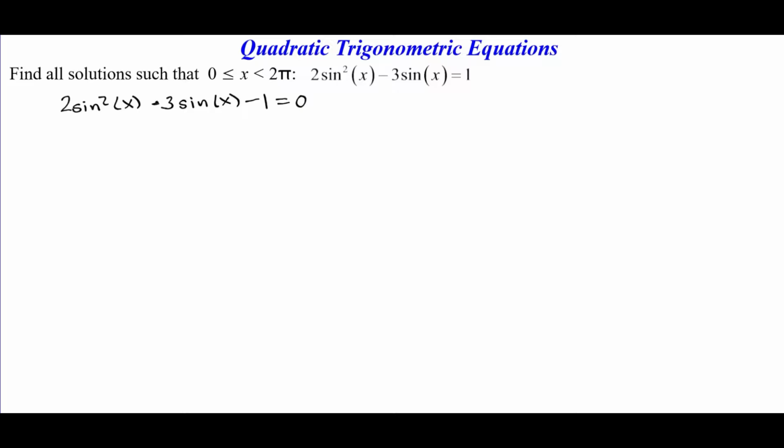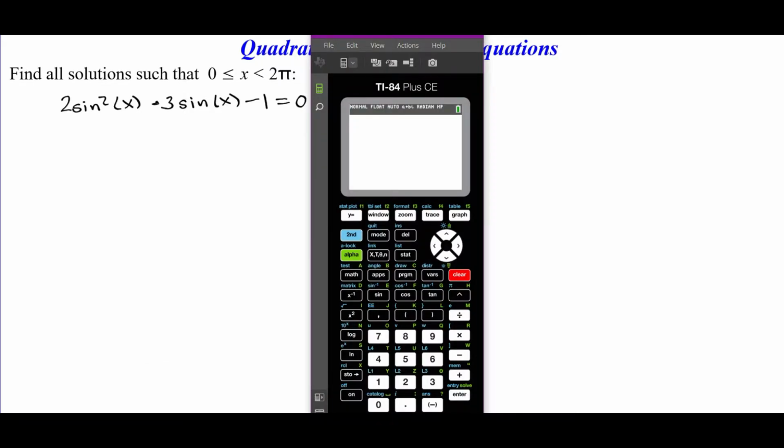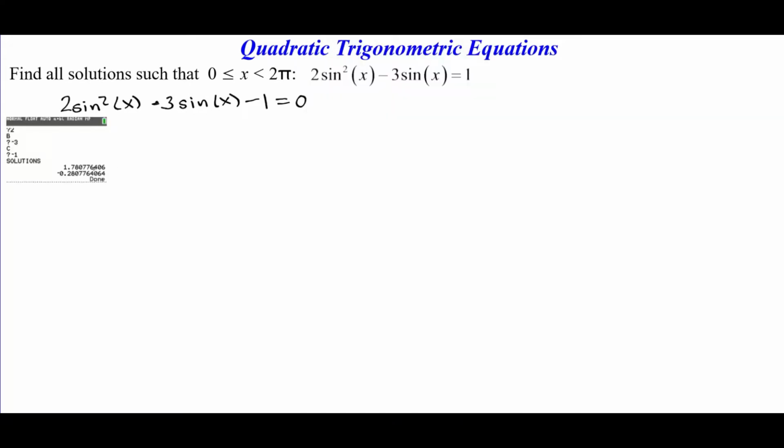Now we can either factor this or use the quadratic formula to solve. In this particular case, this one does not factor easily, so I'm going to use the quadratic formula, or I can use my calculator and my quad program. I enter 2, -3, and -1, and from my quad program I get 1.78 and -0.28. My quadratic term is not just x, it's sine of x, so we have sine of x equals 1.78 and sine of x equals -0.28.